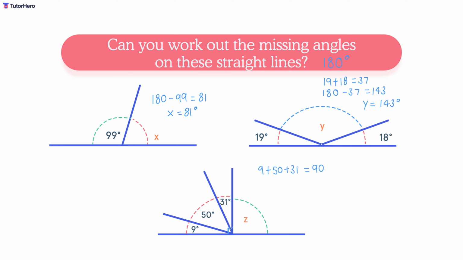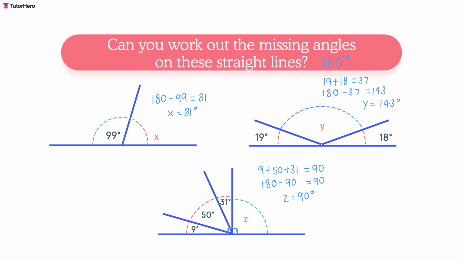So we're going to use our right angle symbol. Now we also know that two right angles added together equal 180 degrees. 180 minus 90 equals 90. So our missing angle Z is 90 degrees. Again, it's really important to include the unit of measurement, which is degrees.